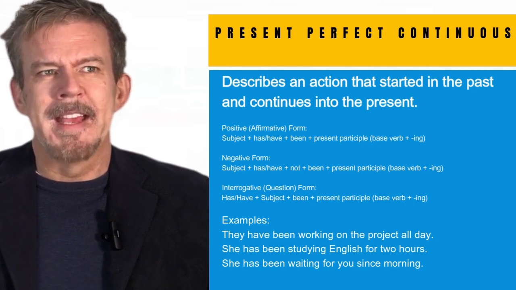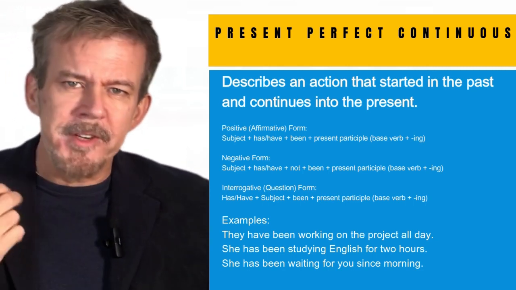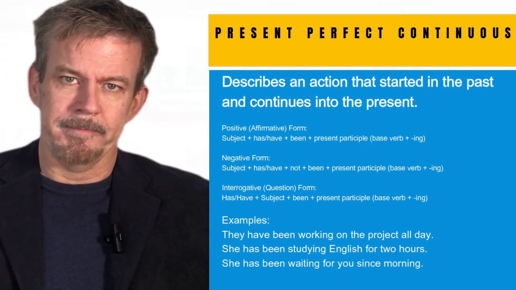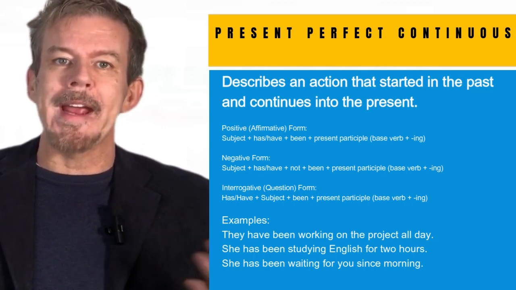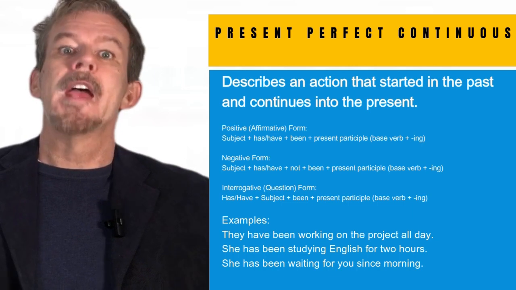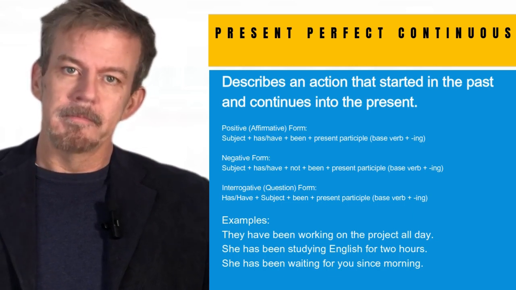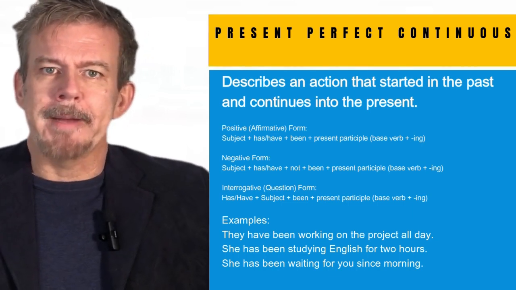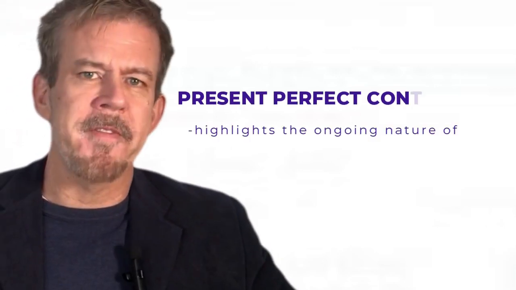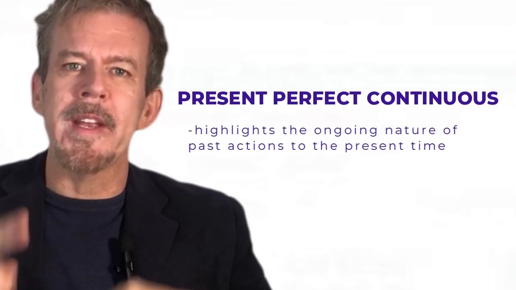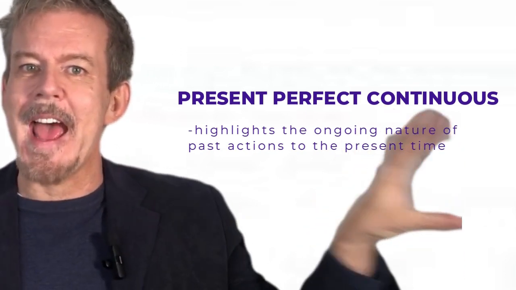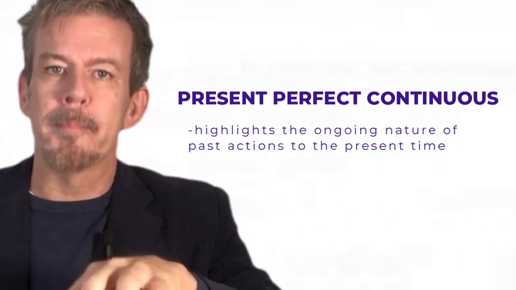Another one. She has been waiting for you since the morning. So, in the morning, she started waiting. And guess what? She's still waiting for you. Hurry up. Okay, so present perfect continuous highlights the ongoing nature of past actions to the present time.